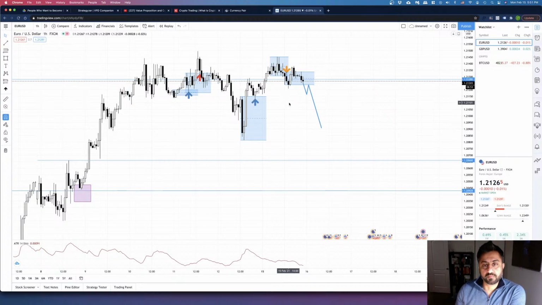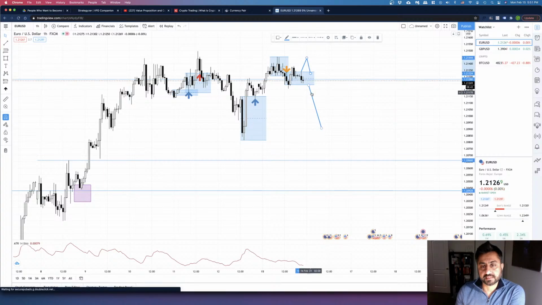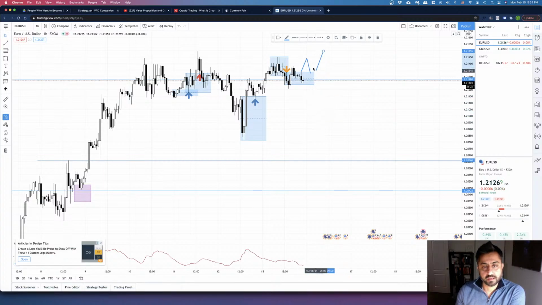I could be wrong. Like I said, if I'm wrong, I want to see the opposite signal, which is the market breaching and coming down here, rejecting this level. And at that point, I would be interested in going long, okay?